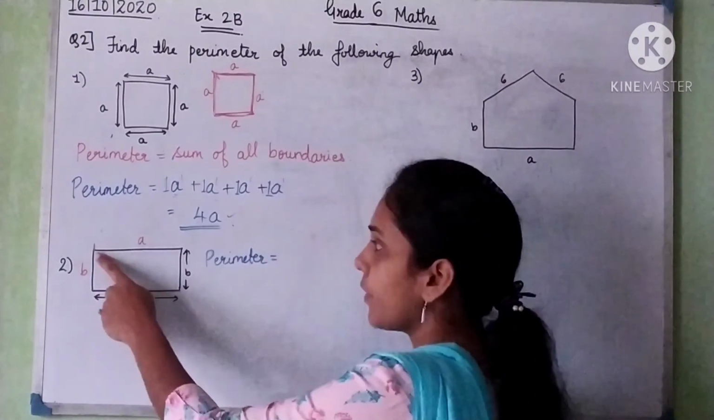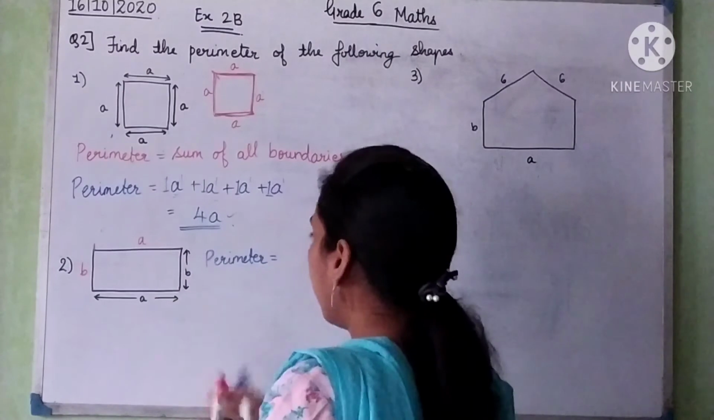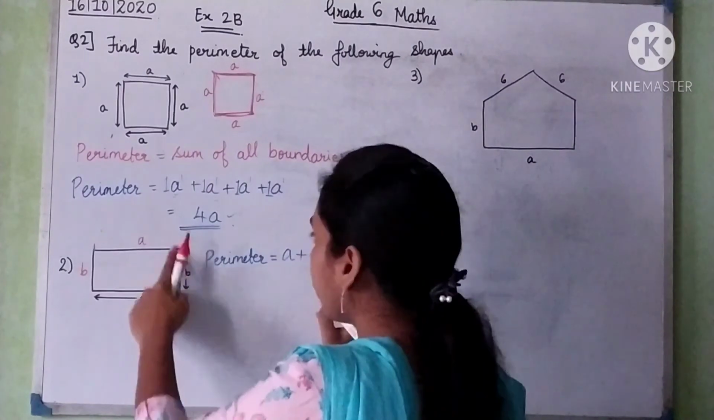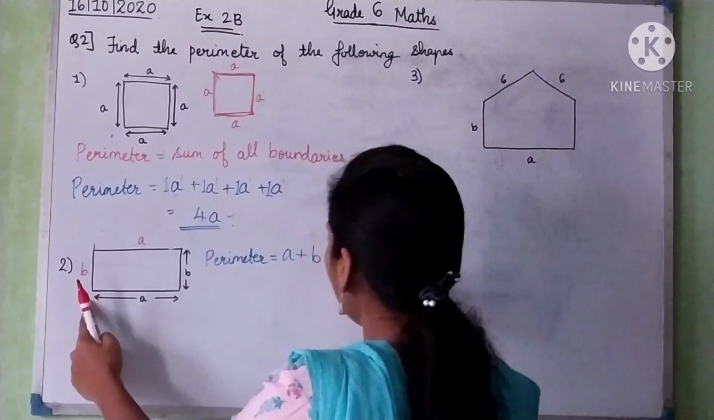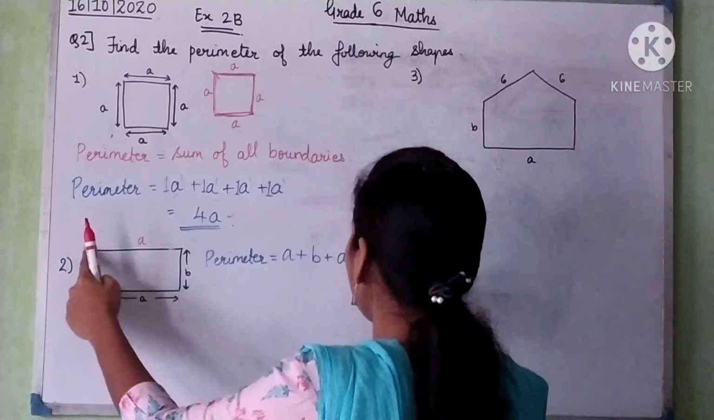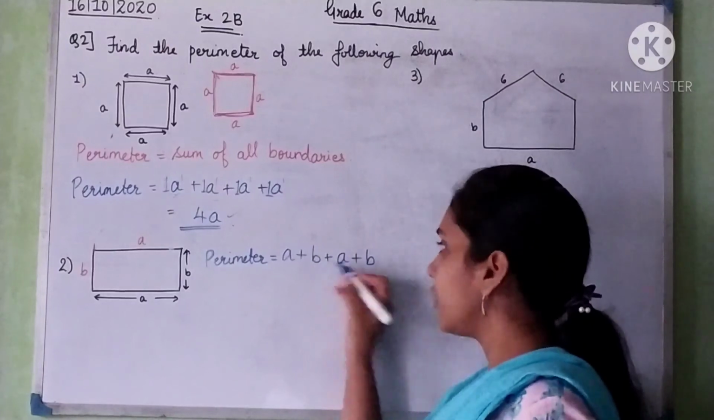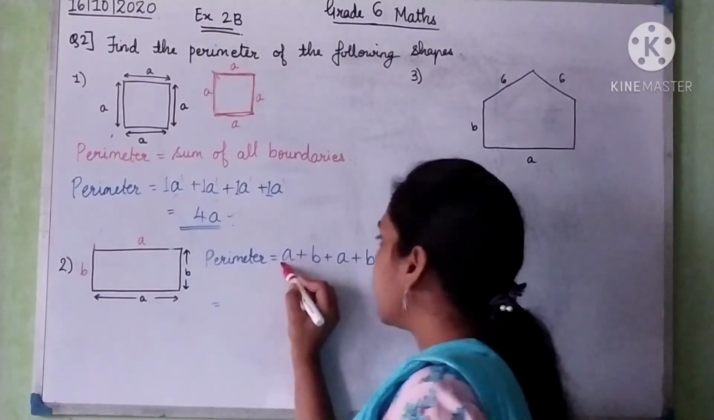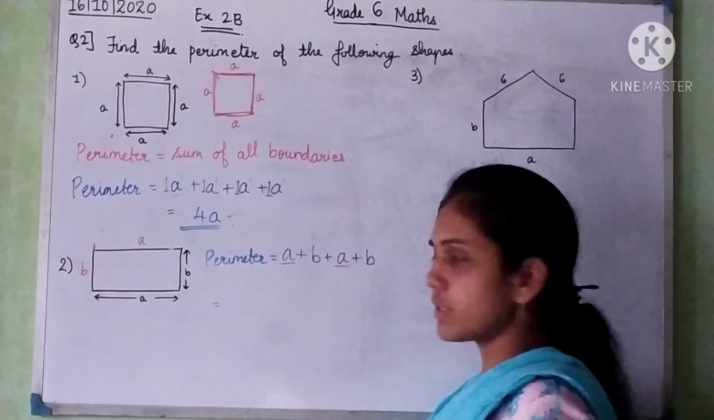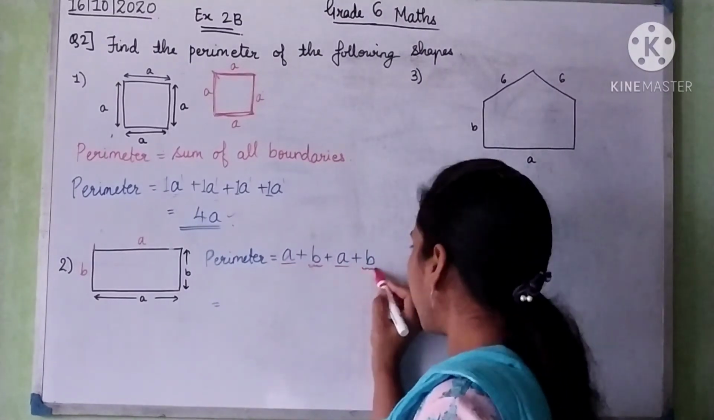Perimeter is, if I start from this, first I will travel A distance, then I will travel this B distance, then again from here to here it is A, and then again from here to here it is B. So I have got 2 times A and 2 times B, right? So now what are the like terms here? This A and this A are like terms. Also this B and this B are like terms.